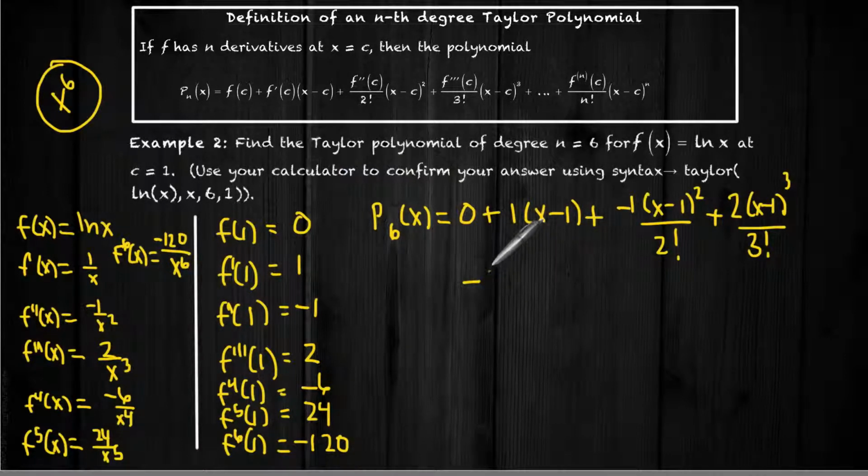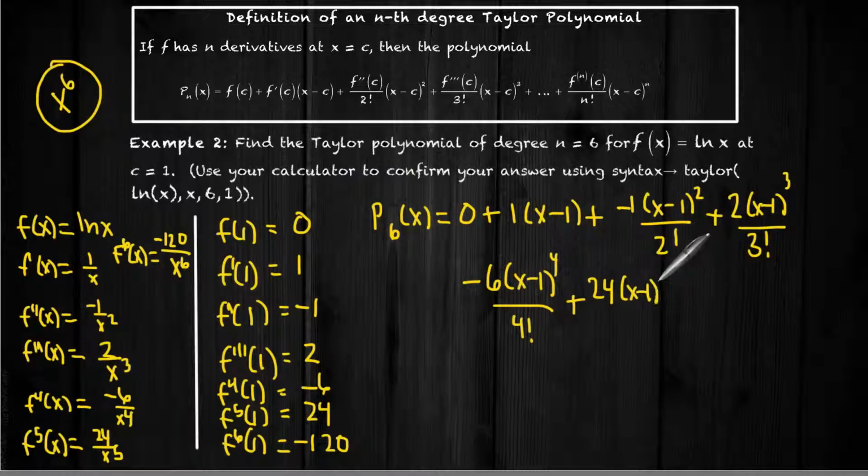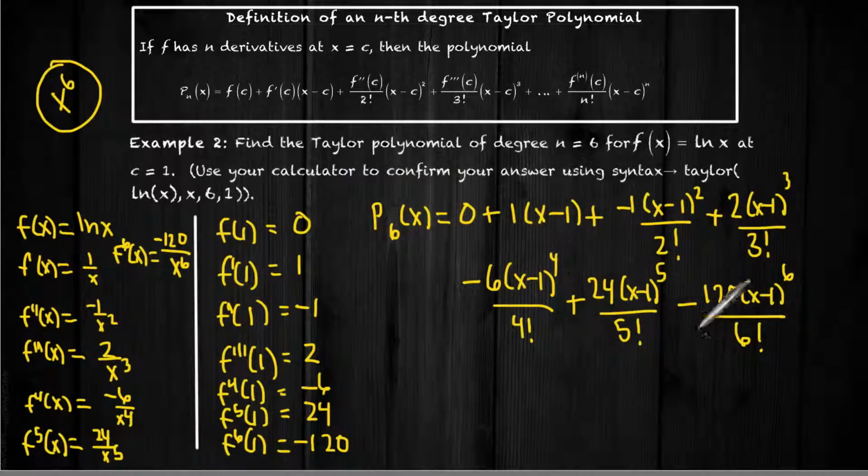So that's going to be negative 6 (x minus 1) to the fourth over 4 factorial. And then we're going to have positive 24 (x minus 1) to the fifth over 5 factorial. And then the last one will be minus 120 (x minus 1) to the sixth over 6 factorial. Now you can go through and cancel all sorts of things out and you will get a much cleaner Taylor polynomial. So let's go ahead and do that.